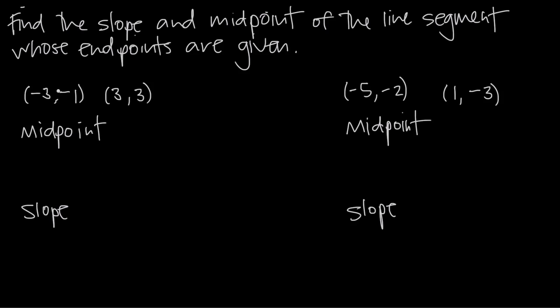So to find the midpoint of the line segment that connects these two endpoints, one end of the line segment is at the point -3, -1. The other end of the line segment is at the point 3, 3. So if we graphed this, we would plot a point at -3, -1 and a point at 3, 3, and we would connect them.